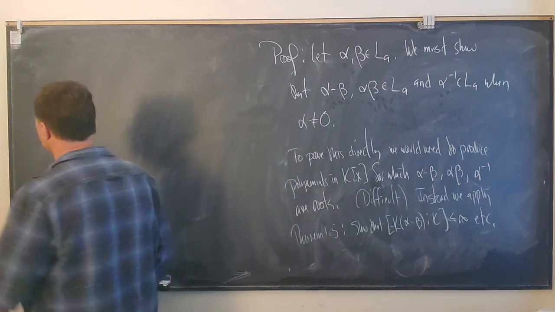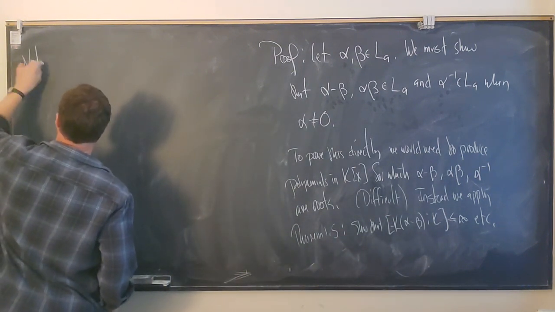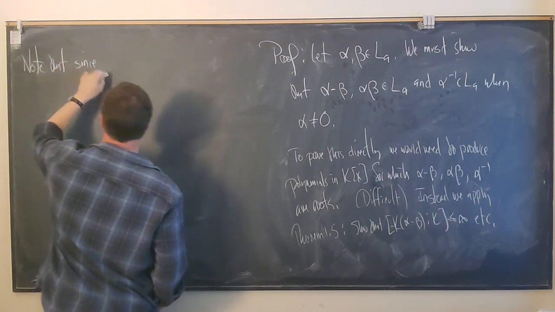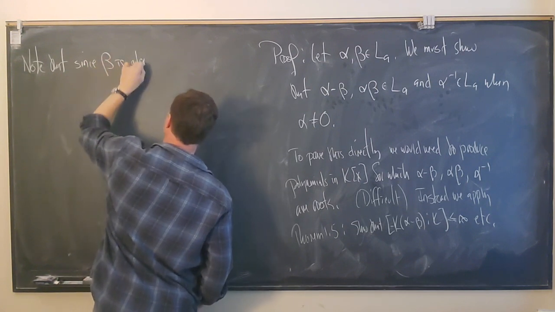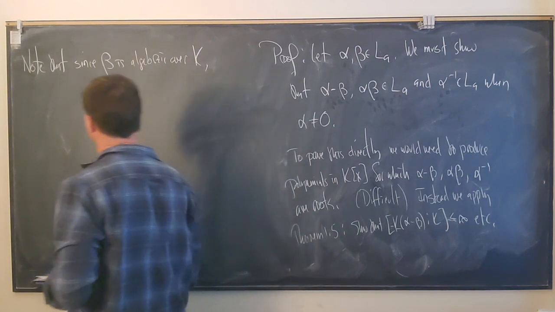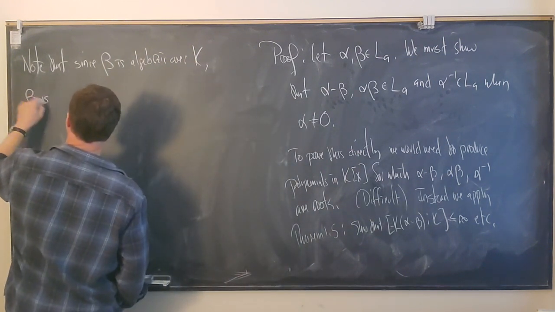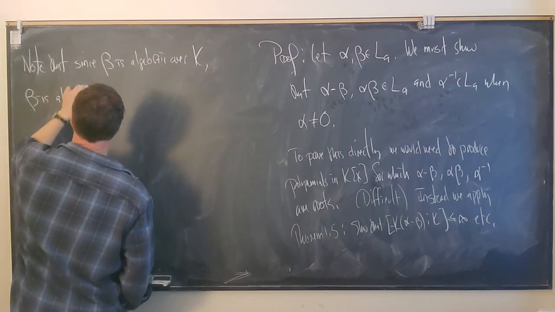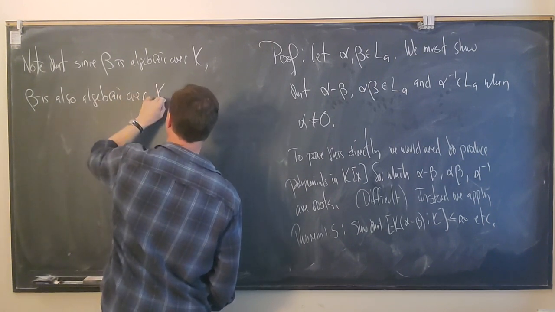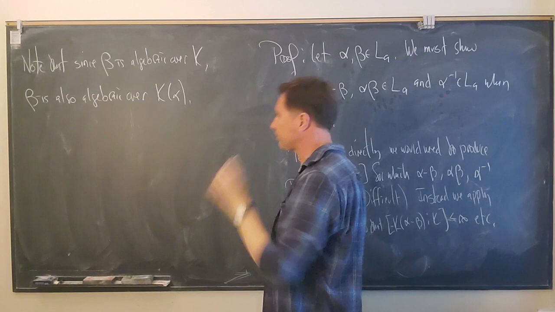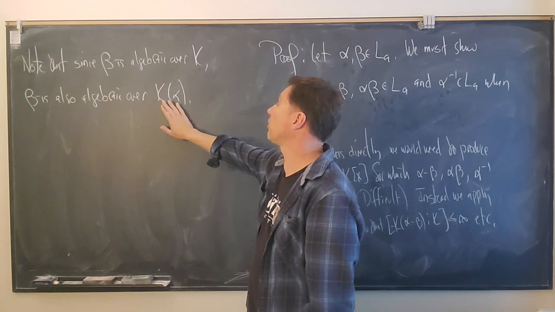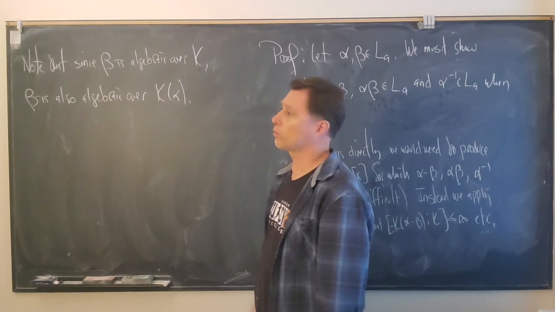Now, note that since beta is algebraic over K, beta is also algebraic over K adjoin alpha. If you're the root of a polynomial with coefficients in K, then you're definitely the root of a polynomial with coefficients in K adjoin alpha. I mean, you're the root of the same polynomial.